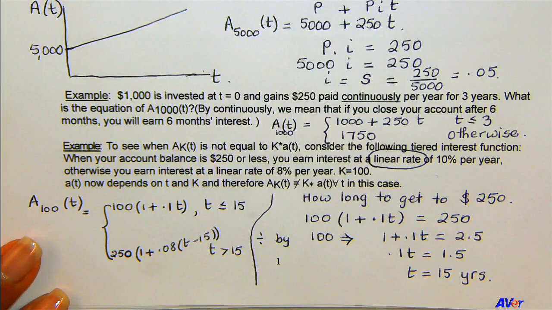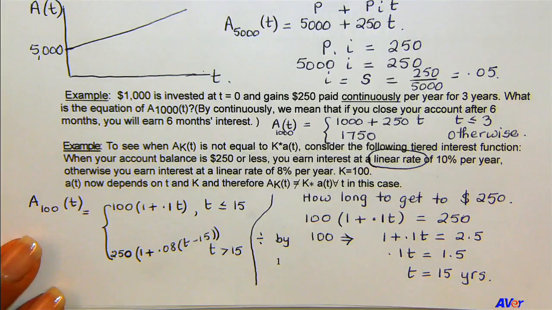It might just be the question. Otherwise you earn an interest at a linear rate of 8% per year. Right, so it depends on how you interpret that question. Interpret the question such that when you reach 15, you have a balance of 250 in your account. Okay. And then it starts earning 8%. Yeah, that would have to be specified precisely, yes.